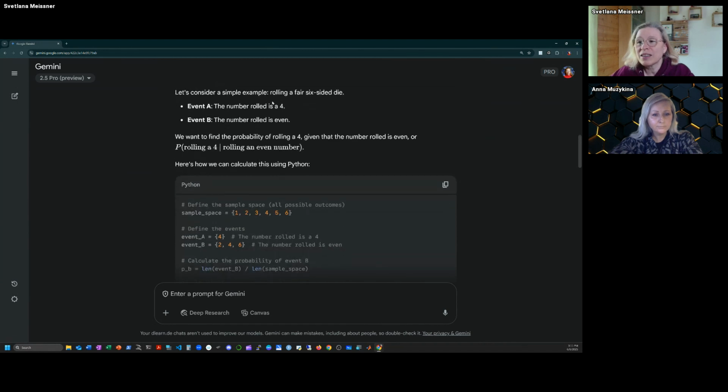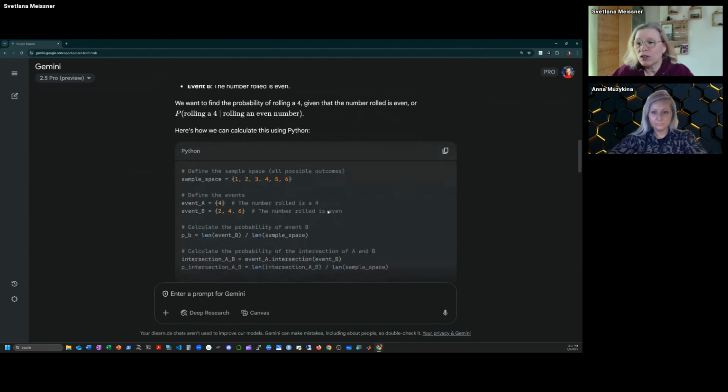Let's consider an example. Rolling a fair 6-sided die, where event A is that the number rolled is 4, and event B is that the number rolled is even. So B has occurred. First we roll the die and get an even number, and then this would be the number 4.